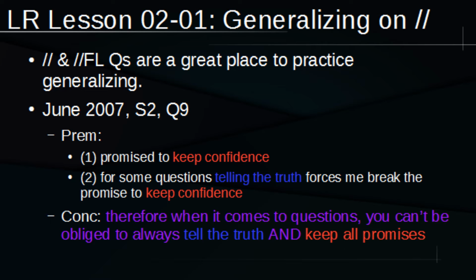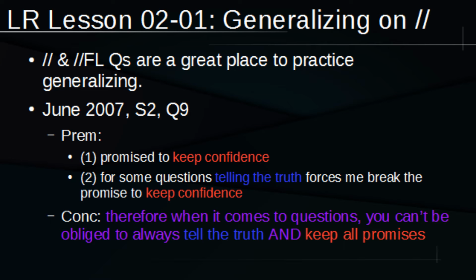I see two premises here. In the first premise, the arguer opens up by talking about some kind of promise to keep confidence, to keep a secret, basically. They then add premise 2, which adds a new concept to that. For some situations, i.e. questions when the arguer is being asked the question, answering those questions truthfully forces them to break that promise to keep confidence.